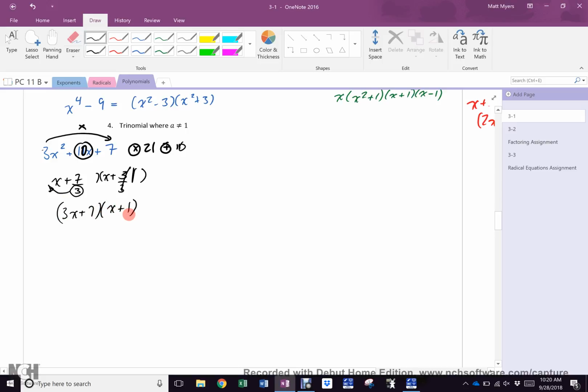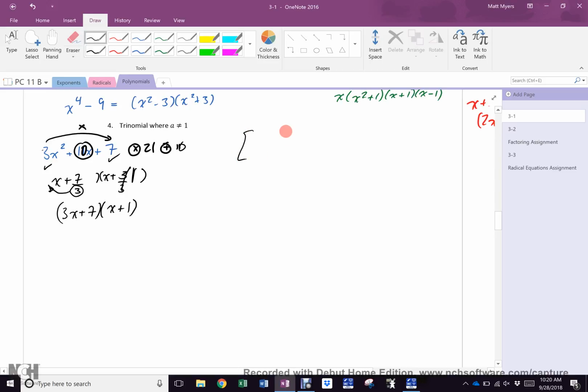And then you can check it. Is 3 times x 3x squared? Yes. Is 7 times 1 7? Yes. So we're right. The reason I like this method is because it keeps you doing a method you already know, and you always get the right numbers. You never have to guess.